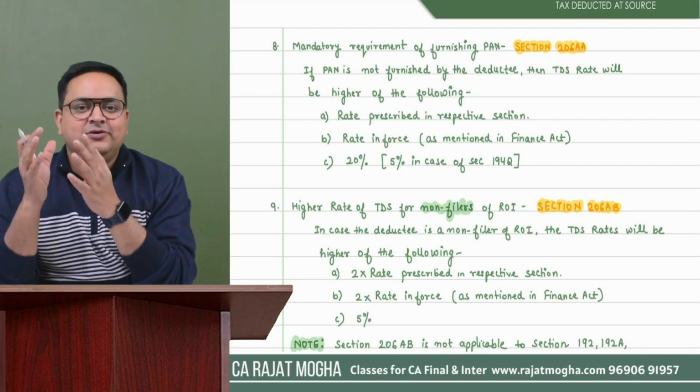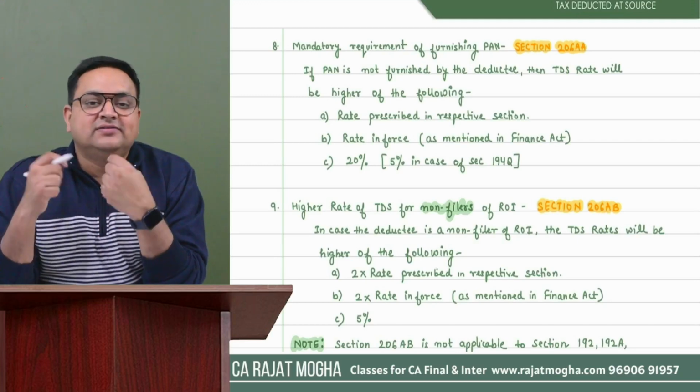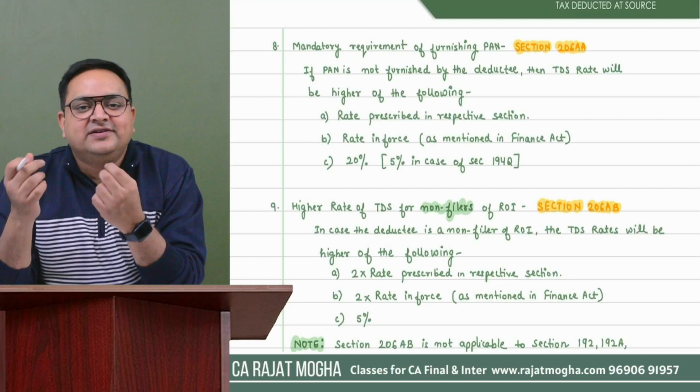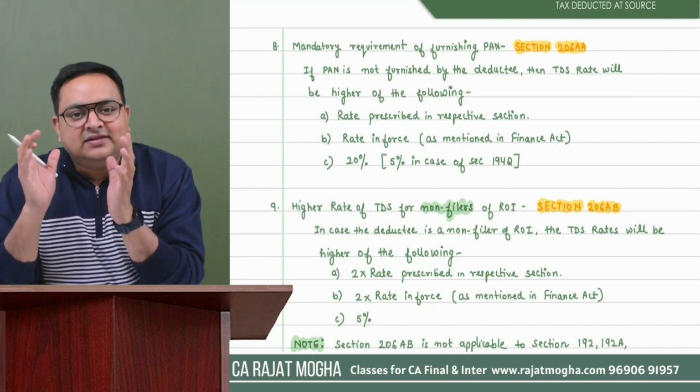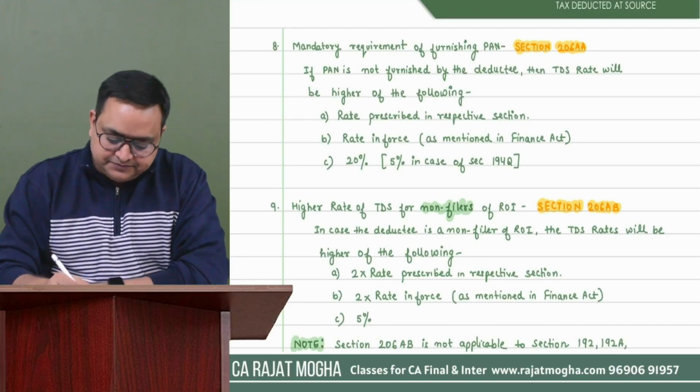Let's say the person for whom we are deducting TDS has not furnished the PAN number to us, or has furnished a wrong PAN number to us. Then the TDS rate can go to 20% also. How will we do it?